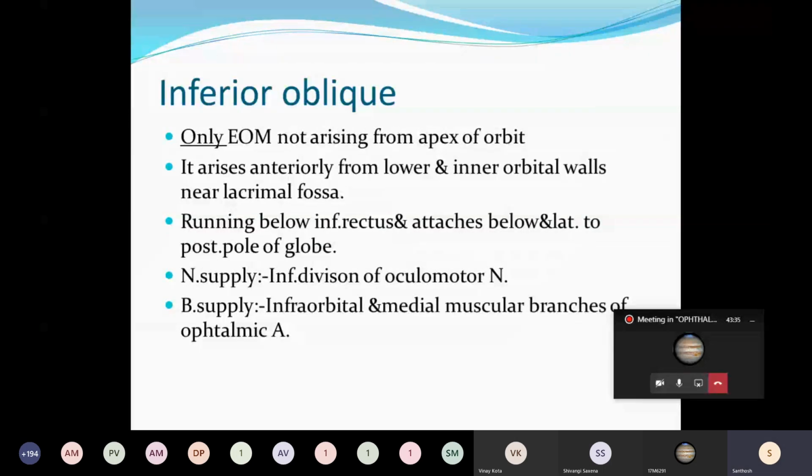Inferior oblique, it is the only extraocular muscle not arising from the apex of the orbit. It arises anteriorly from the lower and inner orbital wall near the lacrimal fossa. Running below the inferior rectus, it attaches below and lateral to the posterior aspect of the globe. Nerve supply is from the inferior division of the oculomotor nerve. Blood supply is from the infraorbital and medial muscular branches of the ophthalmic artery.